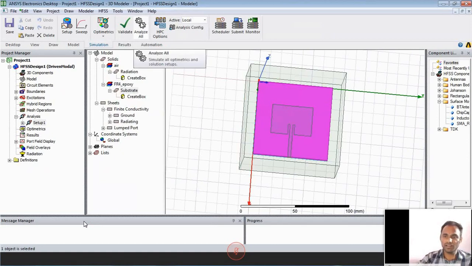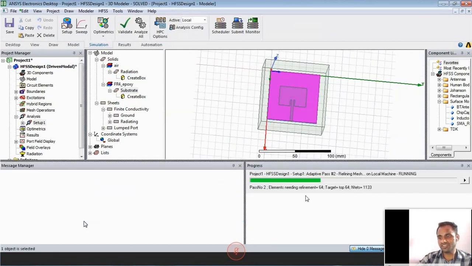So now we go for the running condition. I'll click run here, analyze all. Our local machine is ready to run. We'll give 21 passes, so 21 adaptive passes will run here.